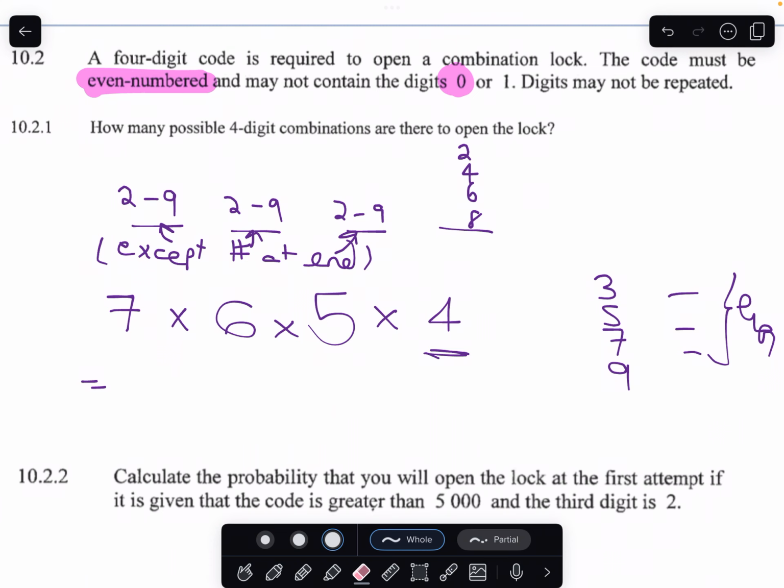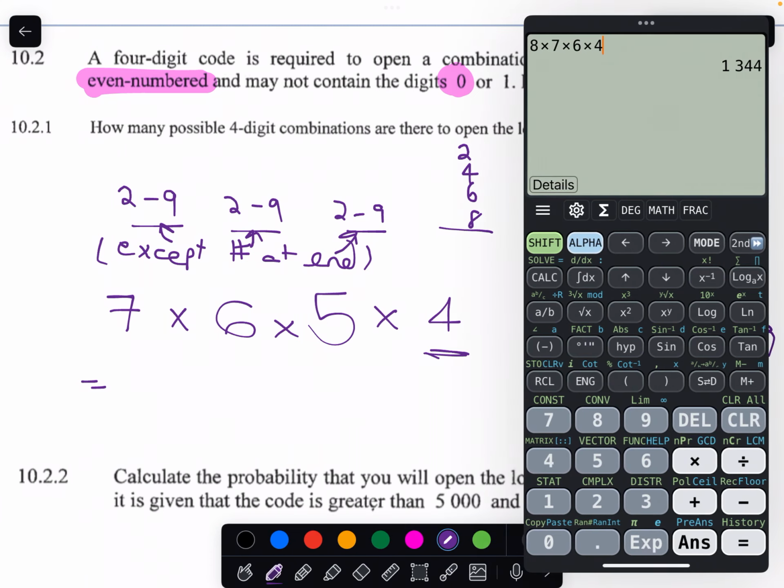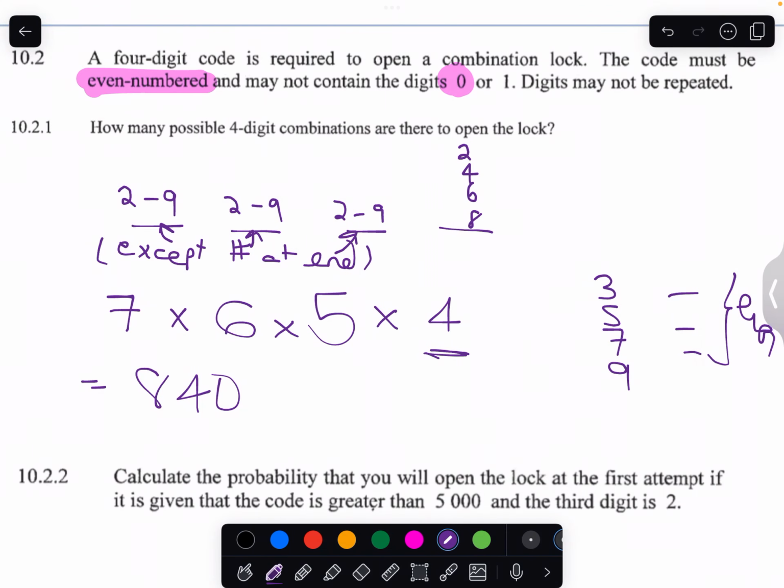Okay, right, so now 7 times 6 times 5 times 4 is 840. So even fewer possibilities. Yes, now we agree. Yes, we do.